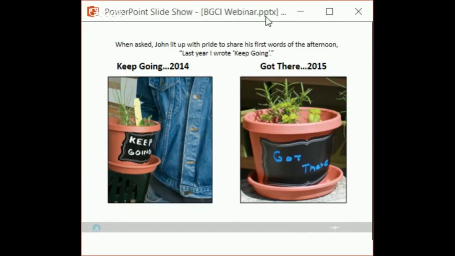And I do just have to say a couple words about this slide in the PowerPoint. This is an individual who has been participating in our program. We're now in our third year of this program in 2016. When he first came to us, he was struggling. And this is the herb garden activity where they put an inspirational phrase on their herb garden. And in 2014, his phrase was "keep going." And in 2015, it was "got there." And that always brings tears to my eyes that we can have that kind of impact.